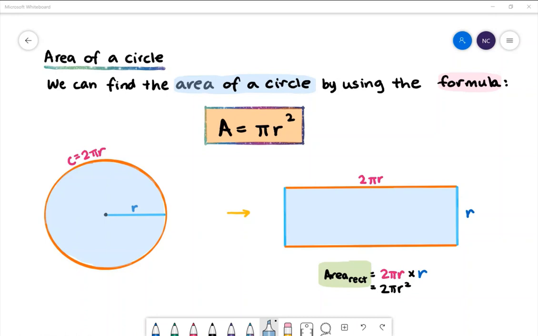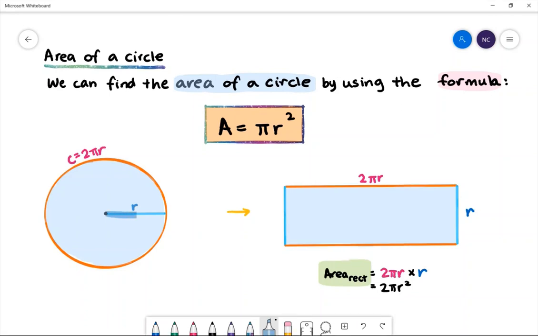Imagine that we took very skinny pizza slices from this circle. And then we can line up these slices. You will get a rectangle. The width of the rectangle is r units and the length of the rectangle is 2 pi r.